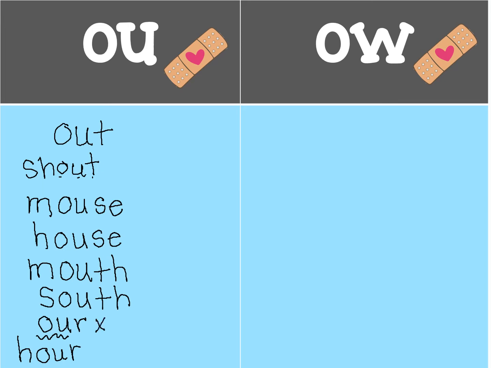So I'm going to put a star next to these two. These are special. These are homophones. They sound the same, but they're spelled differently. Okay, your next word is count, to count numbers.